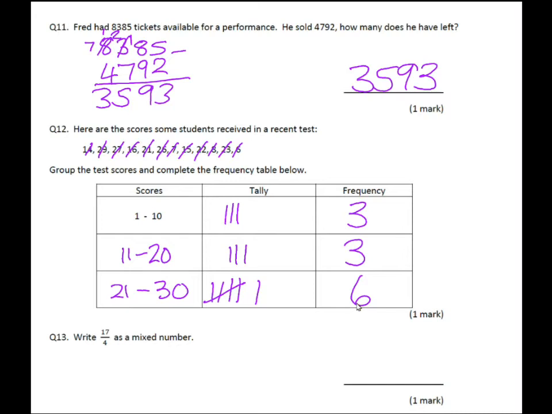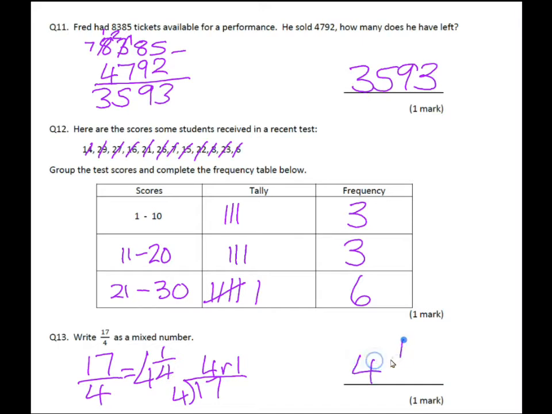Question 13, write the fraction 17 over 4 as a mixed number. So to do this, we quite literally divide 17 by 4 and use our remainder method. So 4 goes into 17 4 times, because 4 fours are 16, with a remainder of 1. So 4 is the whole number, the remainder is the numerator, and the denominator remains as 4. So 4 and 1/4 for 1 mark.